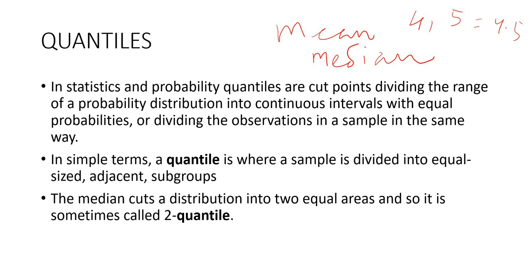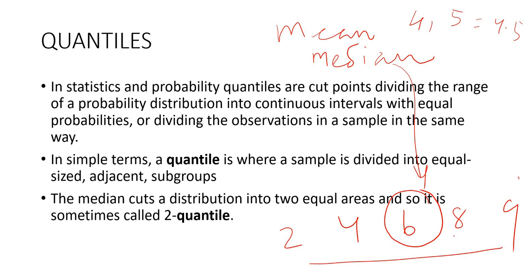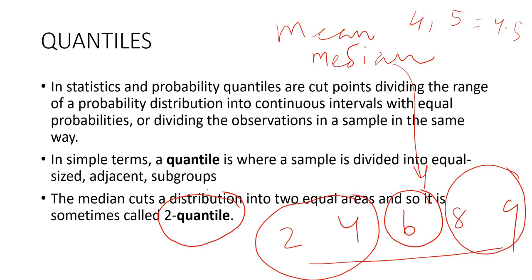See, as I told you, it is 2, 4, 6, 8, 9. We can call 6 as the median. This median divides this group of numbers into two groups. So the median cuts a distribution into two equal areas, so it is sometimes called two quantile. Median is also known as two quantile. If the numbers are not in the ascending order, to find out the median, you need to arrange the numbers in the ascending order. So that's all about quantiles.